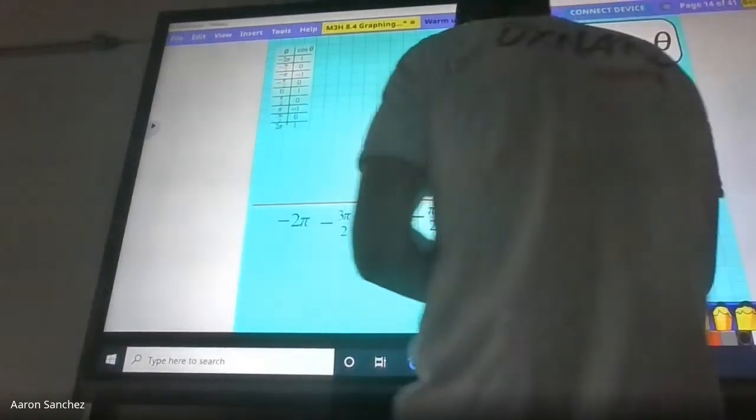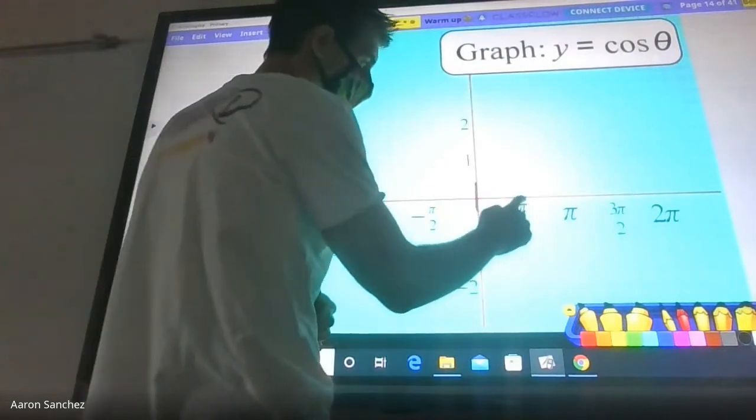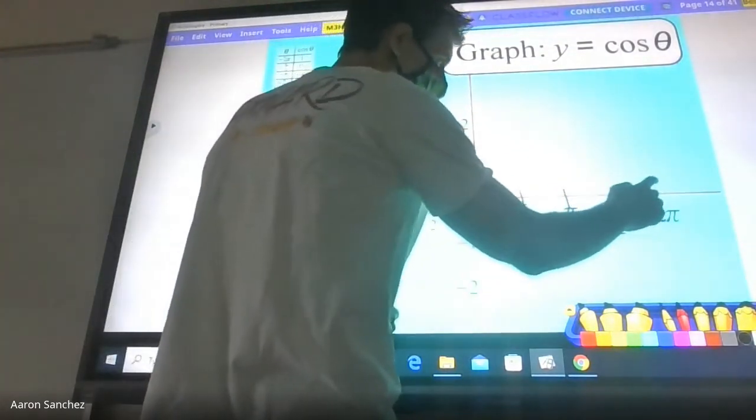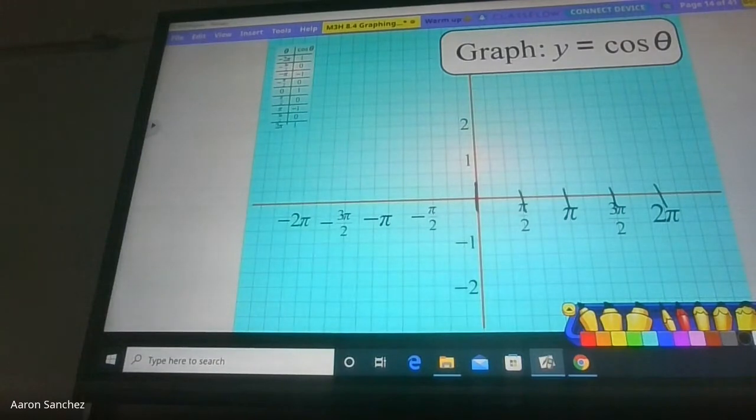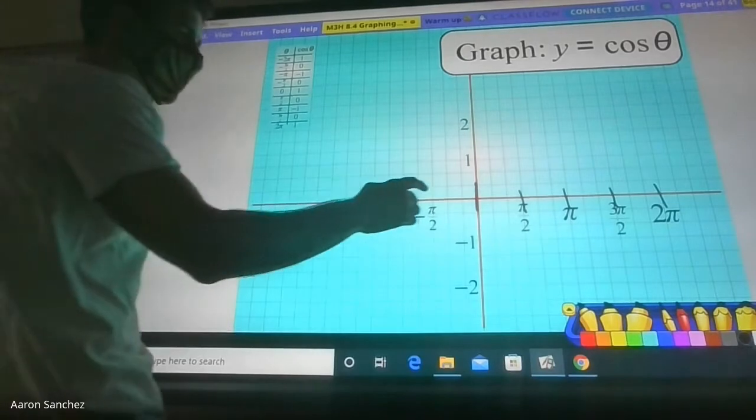So, 5 key points: 1, 2, 3, 4, 5. Just look at it like that for now. That's all you need to know. 5 key points. My zeros for cosine are going to be in the 2 middle.